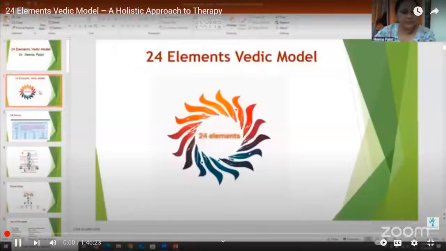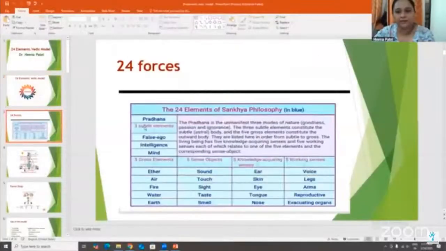We are going to discuss the 24 elements Vedic model, and to understand this model.